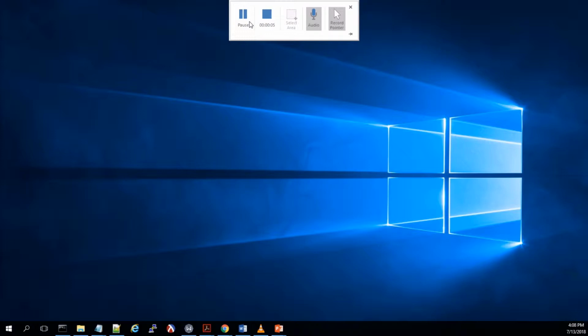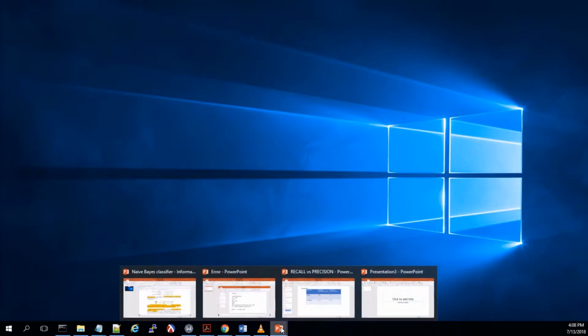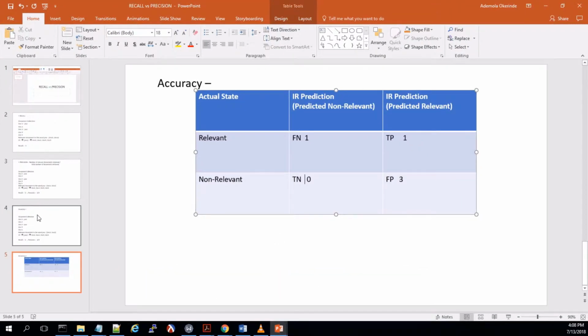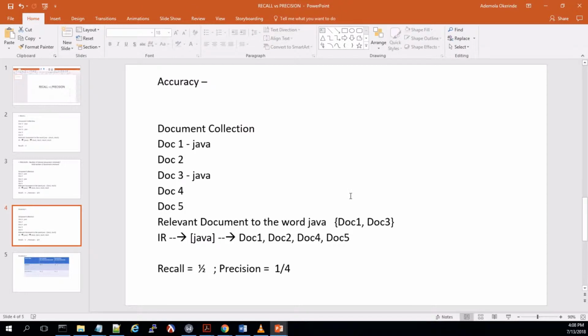Today we shall be talking about accuracy, which is an aspect in information retrieval and text mining. It's one of the parameters that are used to compare information retrieval systems, classifiers, and predictive algorithms.